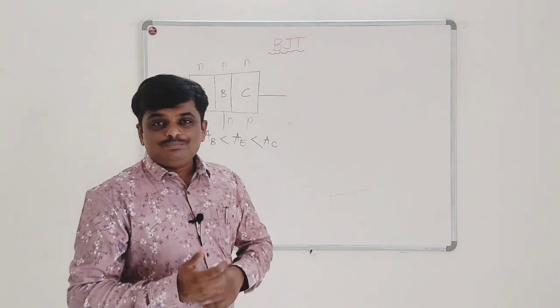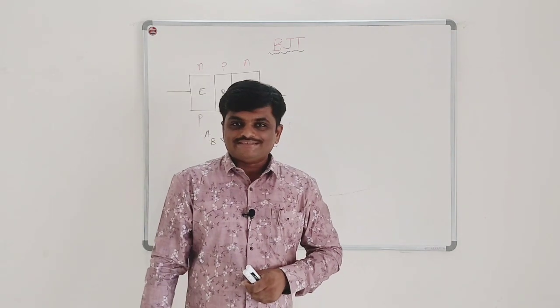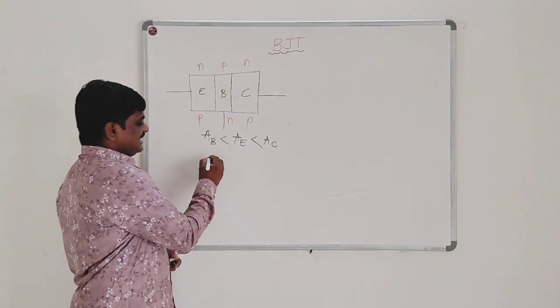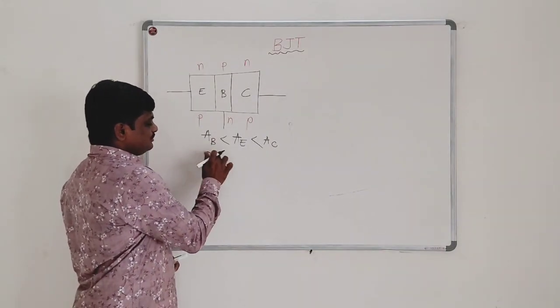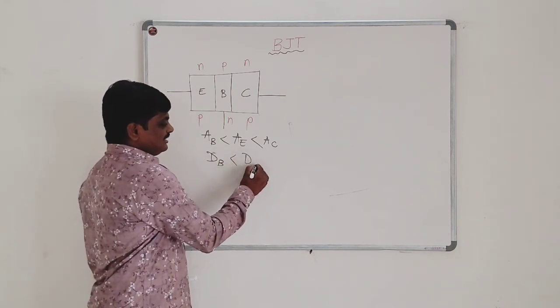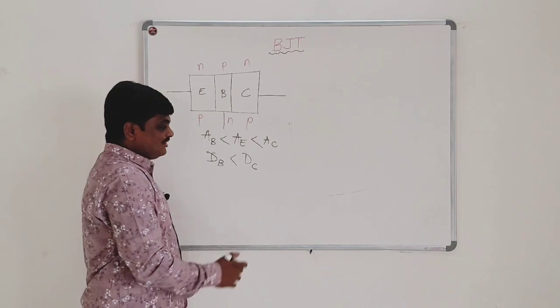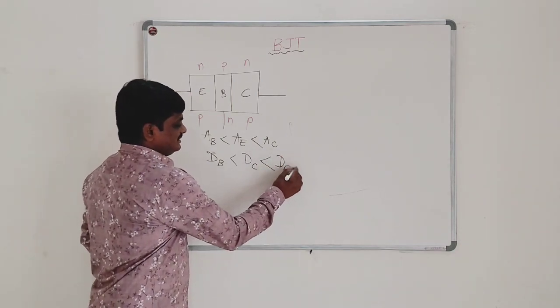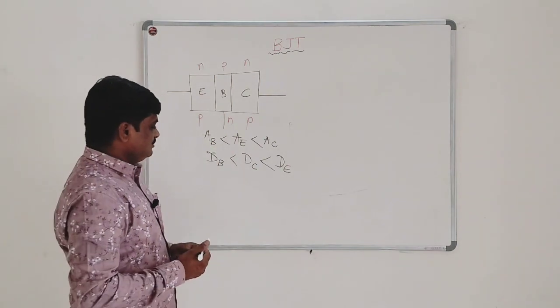And if you consider the doping level, doping means number of impurities. The doping level of base is smallest, so base is lightly doped. Then the collector is moderately doped, and the emitter is the heavily doped region.